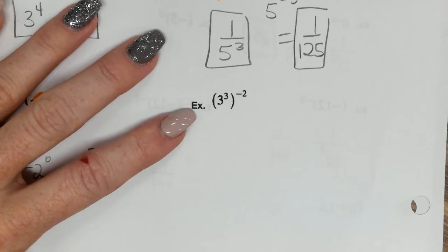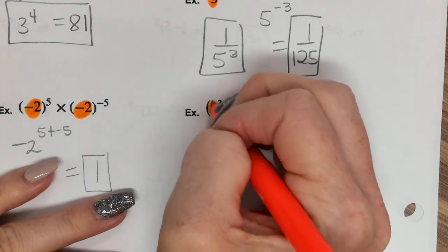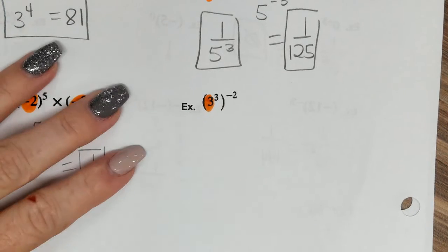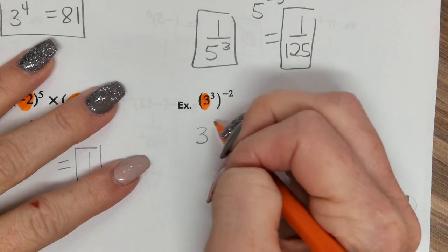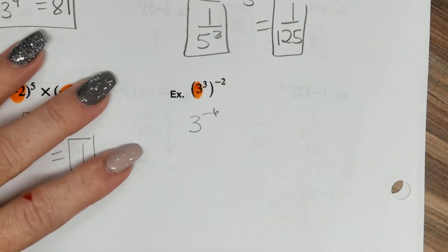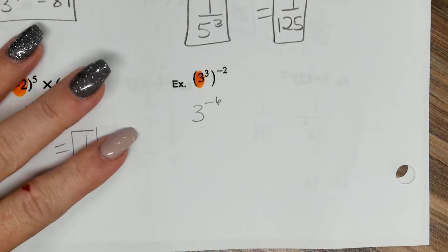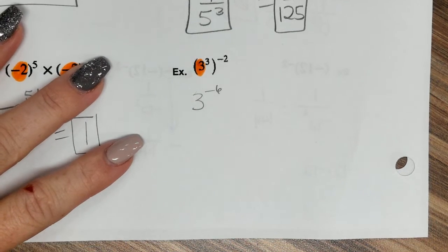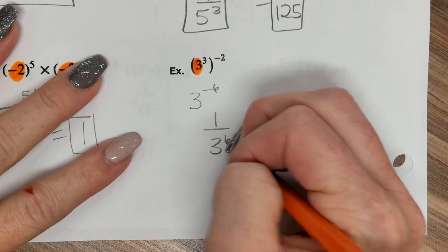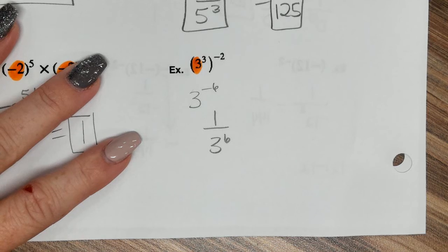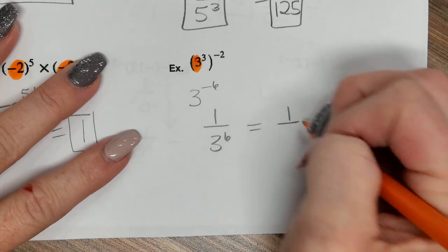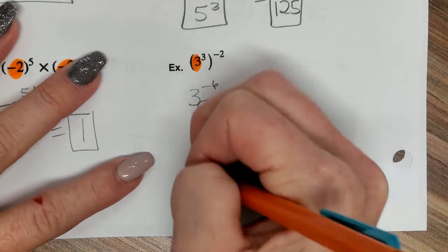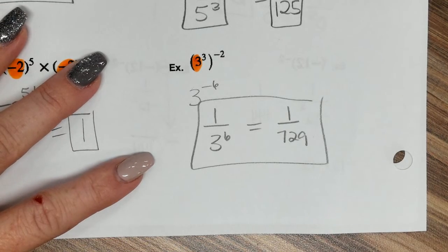Do I have two bases that are the same or one being raised to another power? So what am I going to do with these? So 3 to the negative 6. Is that a good answer? No. So I pull it to the bottom of a fraction. 1 over 3 to the 6. And if I wanted to expand it, it's the same thing as 1 over 729. Both of those answers are correct.